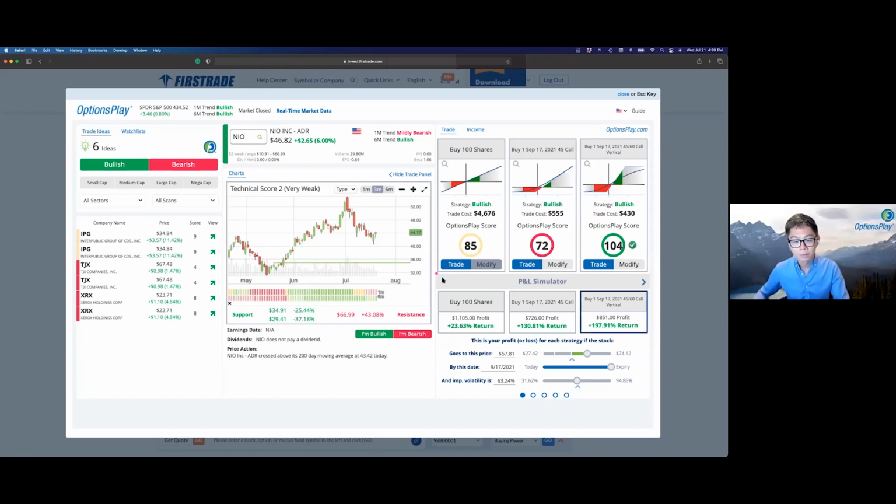And the best tool you have at your disposal is the P&L simulator. Because the P&L simulator allows you to assume, what if the stock goes higher? What if the stock goes sideways? What happens if the stock drops? And how does each strategy perform side by side?